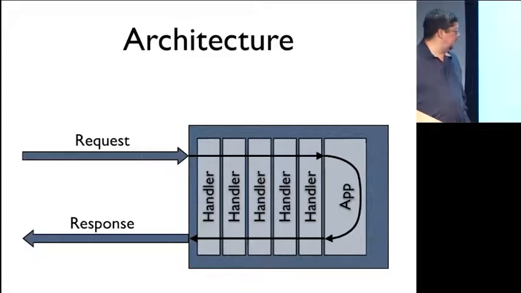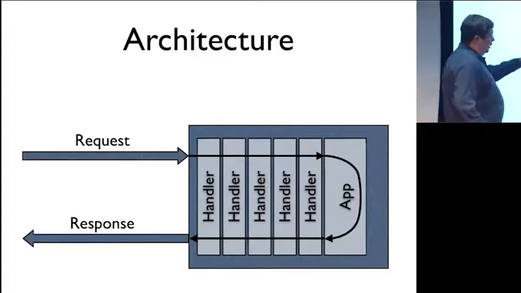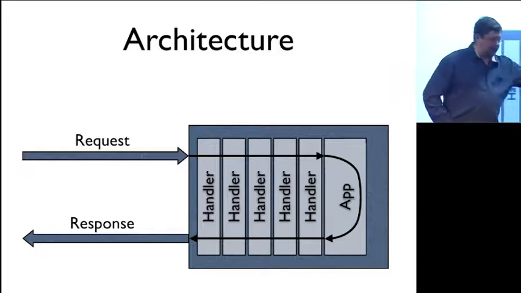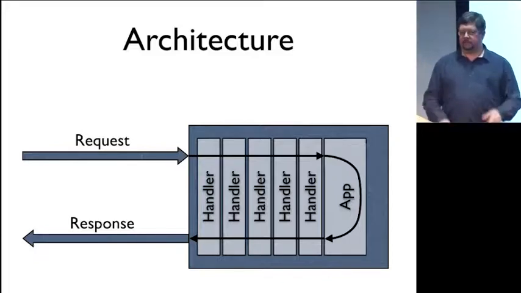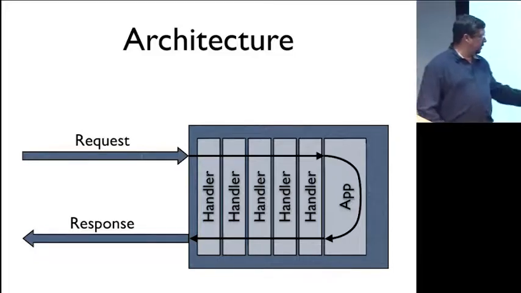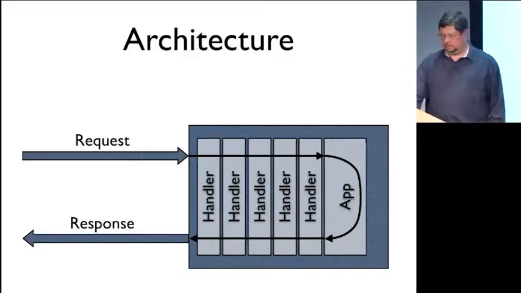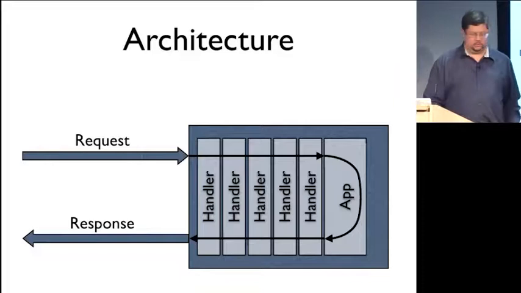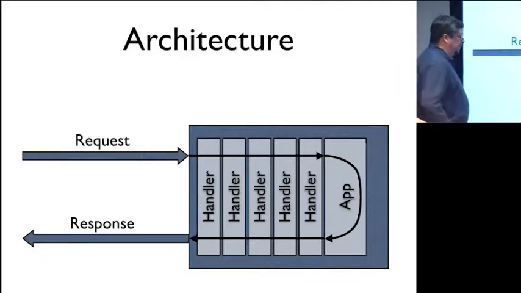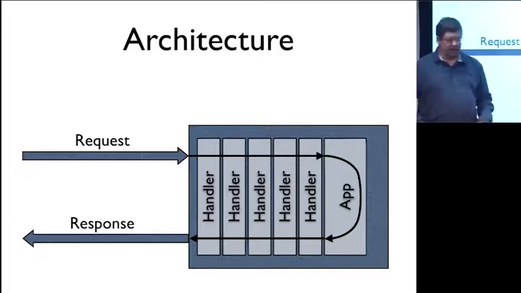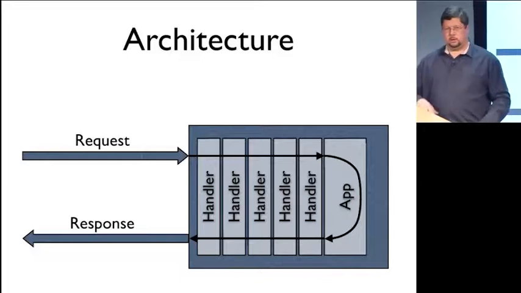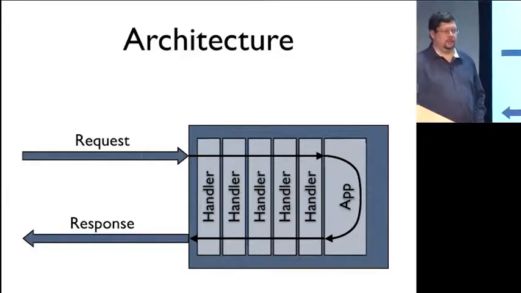So let's talk about Ring. The architecture of Ring is that in your web application you have your app that really knows how to do the things that are specific to your problem domain, and then a bunch of handlers, and a request comes in. And that request is filtered down through all the handlers, and then the app gets to take care of it and produce a response. And the response gets filtered back through all the handlers, and then is finally converted at the last minute into a full HTTP response and sent back out to the web browser.